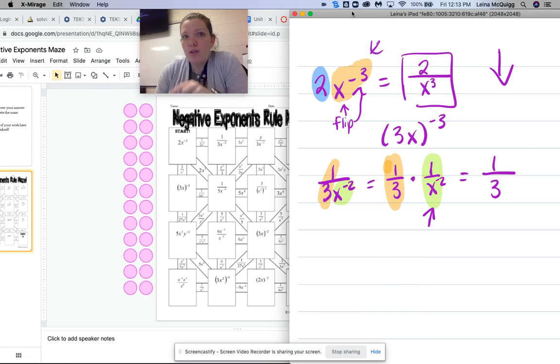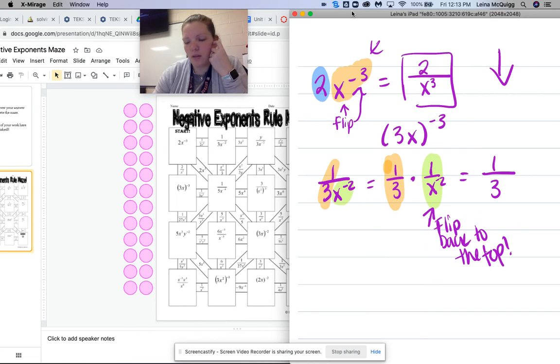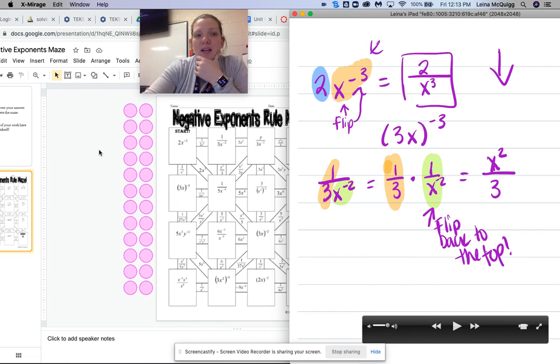So what do I do? I'm in the denominator already. The flip means I'm going to bring it back up to the numerator. So this means I need to flip it again back to the top. I'm doing the opposite, okay? So that means I'm going to have x to the positive 2 in the numerator. So this answer would be x squared divided by 3. I didn't change the 3. The x squared is the only term that has a negative exponent. It's going to come back up to the top. Okay? So go ahead and complete this maze and turn it in.